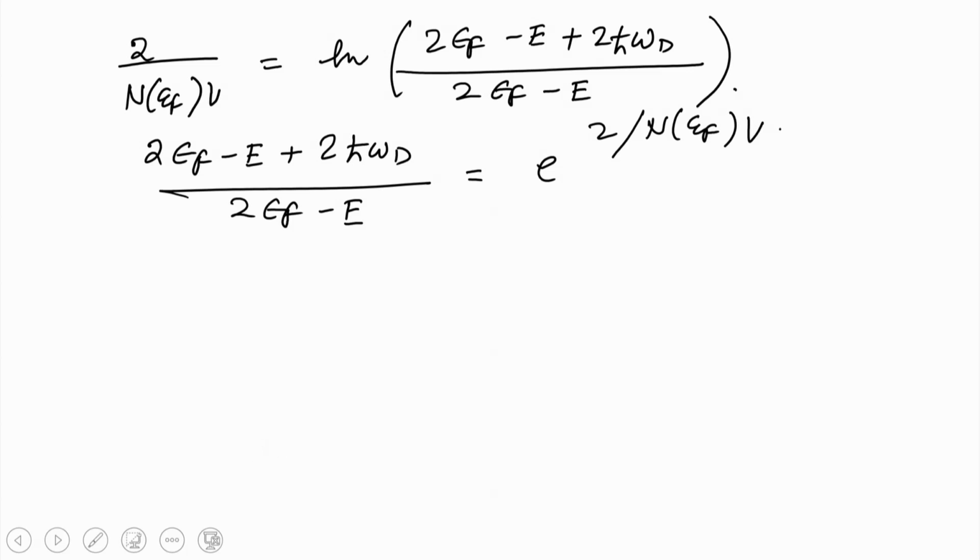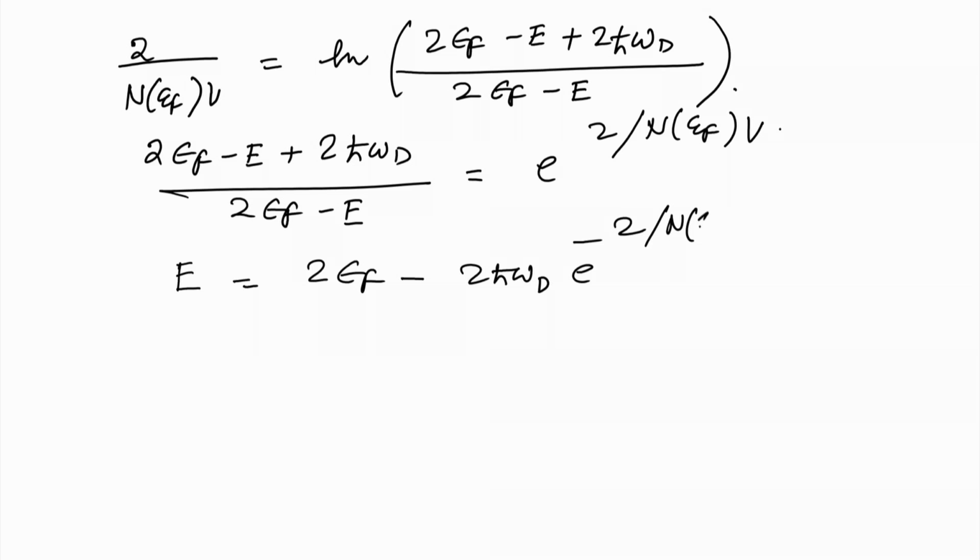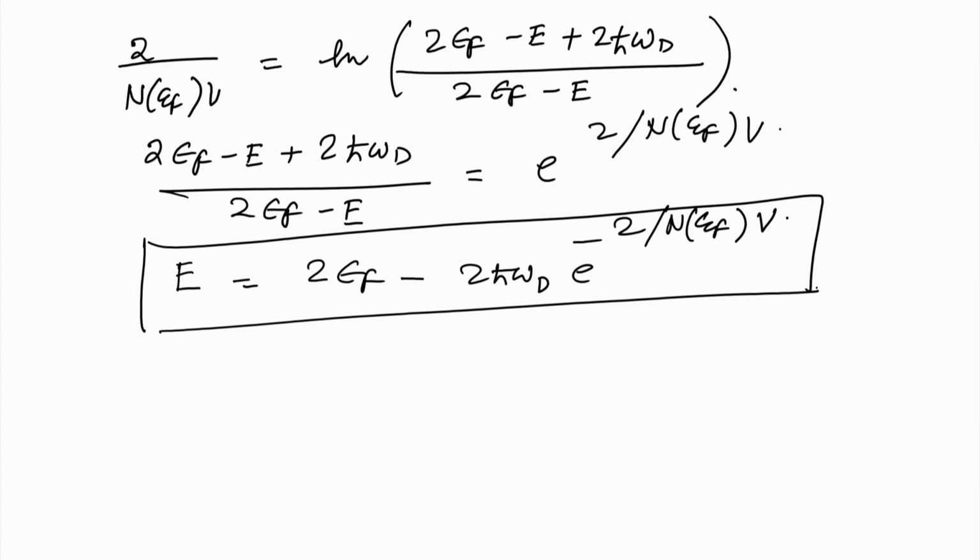And if you solve for e, it becomes equal to, so I can multiply this here, and just doing one more step I would land up with this 2 h cross omega d exponential minus 2 by n e f into v. So, this is the total energy of the 2 particle system. And so, if we take it with respect to the Fermi surface of the 2 electrons, this comes with a negative sign.